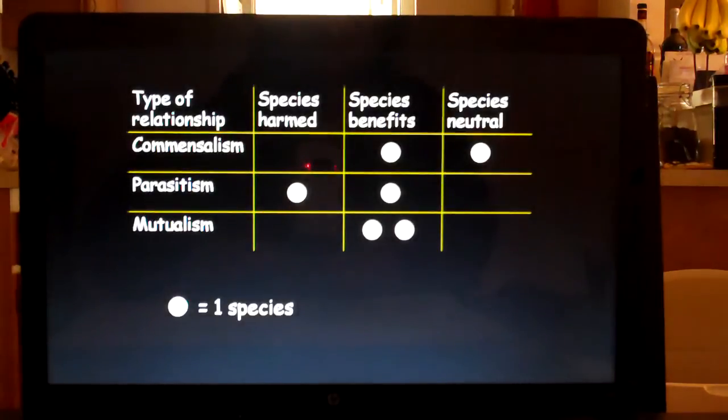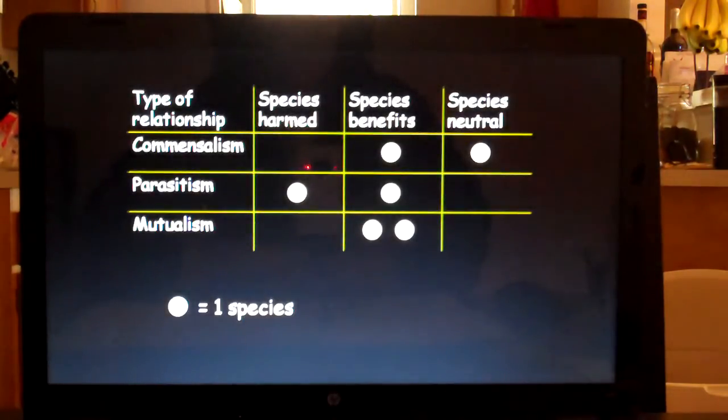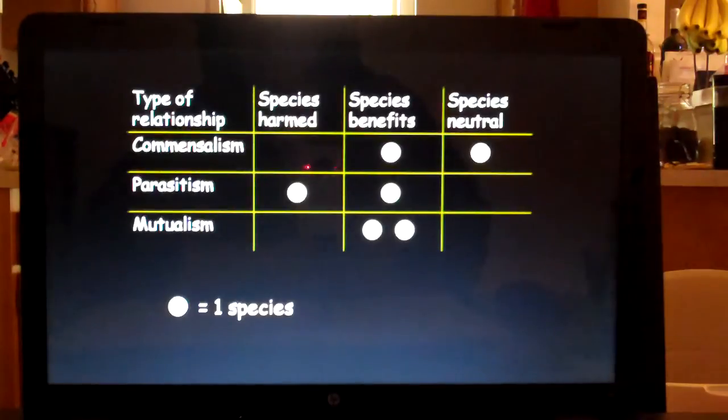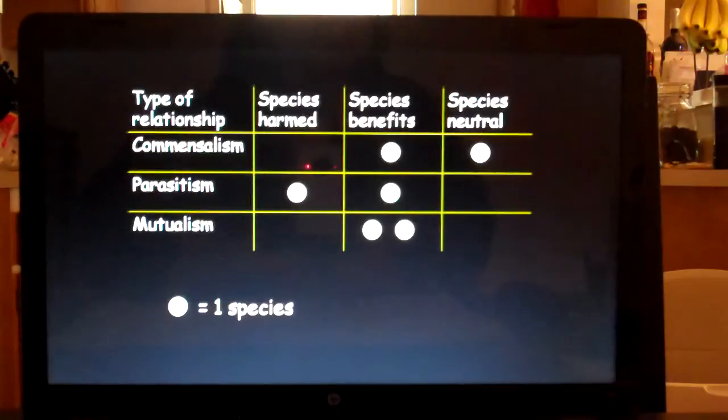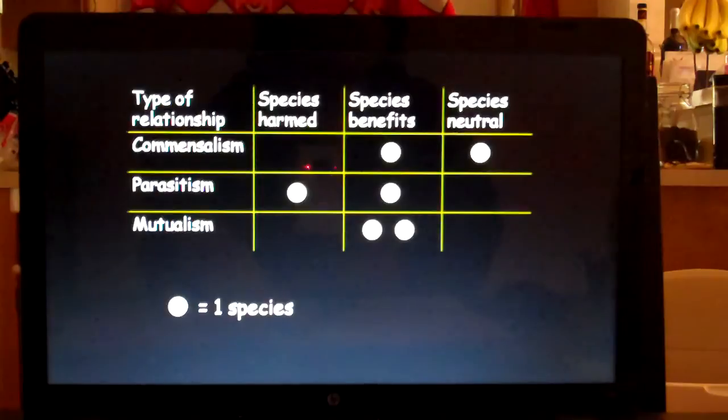Now, here is a table that helps you to see whether species are being harmed or benefited. As you can see, mutualism is the best type because both species are benefited. Parasitism is probably the worst because one of the species is harmed and only one is benefited. In commensalism, one species benefits but one is neutral. So if I had my pick, I would say I would want mutualism, but if I couldn't pick that, then I would pick commensalism.